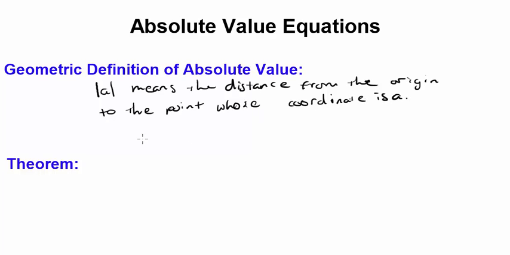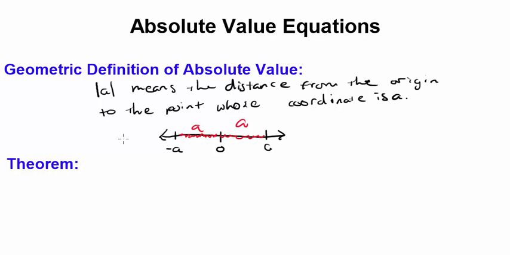So, kind of giving you a mental picture here, if we have a number line and we have the origin here at 0, and we have, let's say, positive A right here, then this distance happens to be A. But we also have the opposite of A, in this case, whose distance is also A. And so for that reason, that leads us to our theorem.